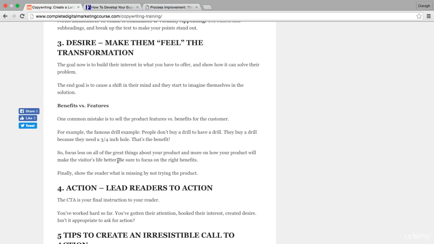And I think that goes back to some of the very basics of marketing. It's really all about them and what you can do for them. It's not so much about your product and how great it is. It's all really about them and the solution and the transformation that it can make for them.